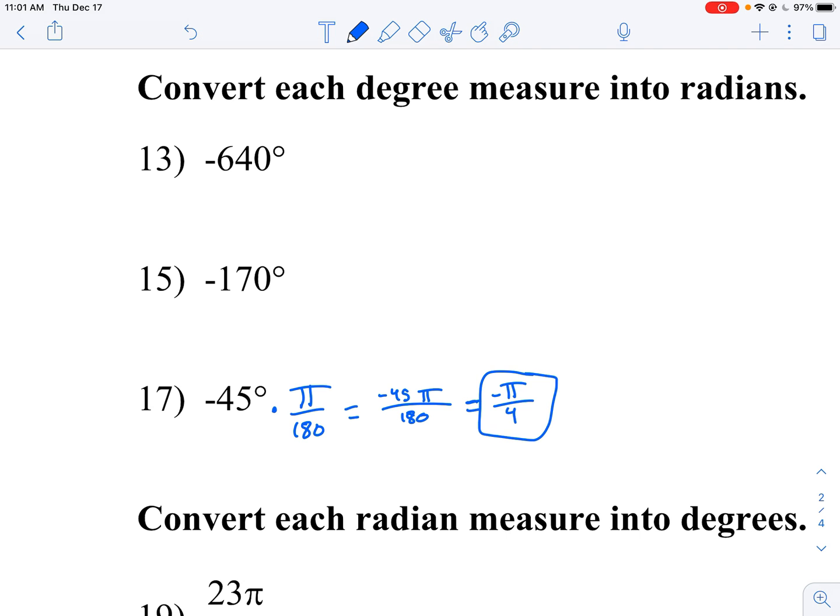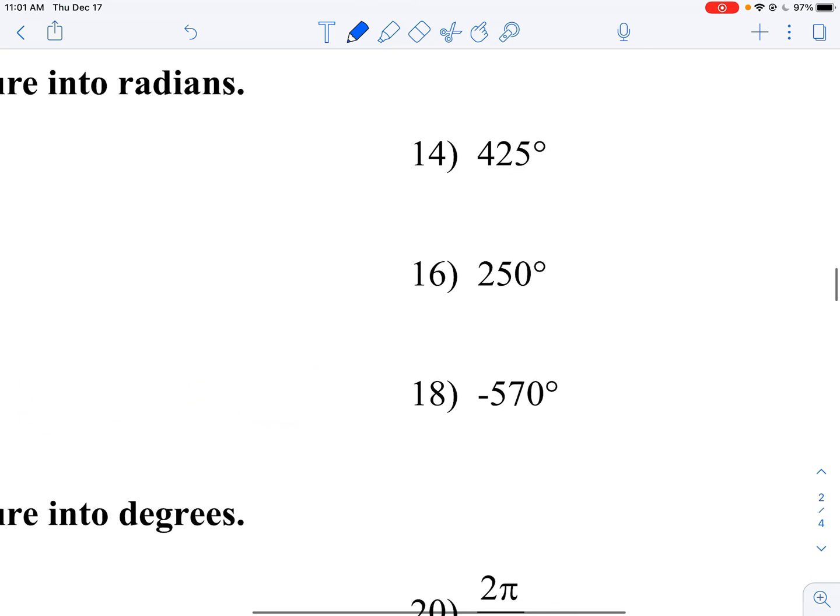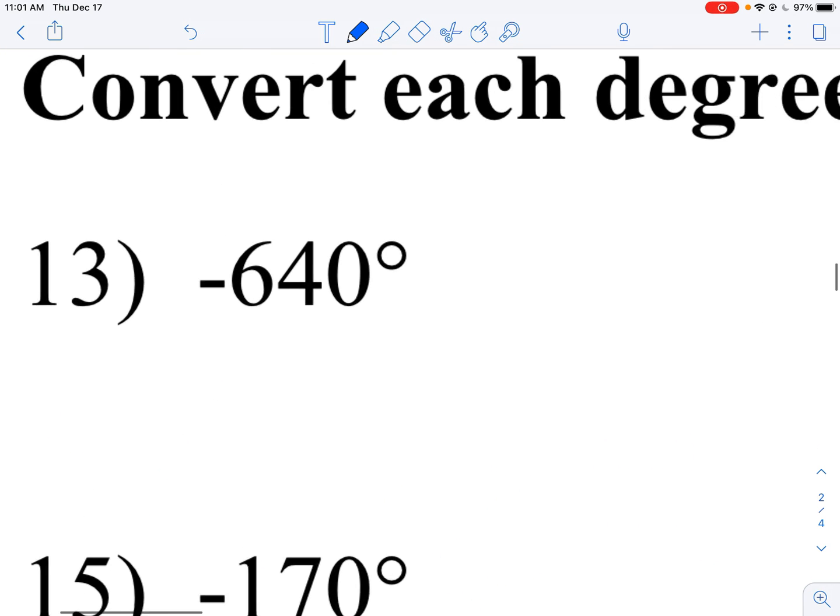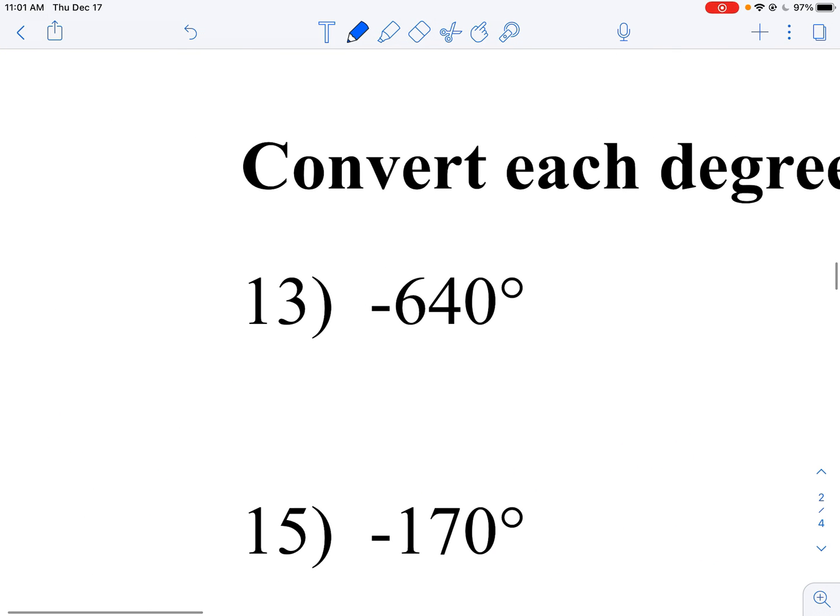And I want you to stop there. I don't want you to get the decimal approximation. So I want to give you a chance to try one on your own. Let's just do this one, number 13. Go ahead and pause the video and see if you can convert it to radians.